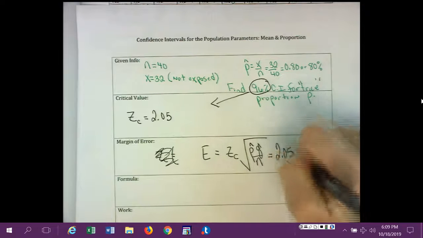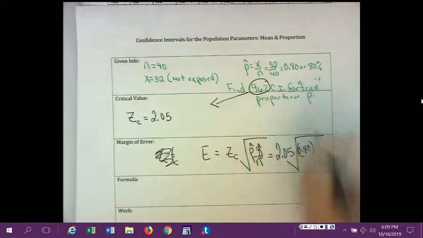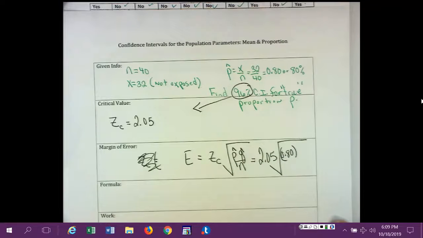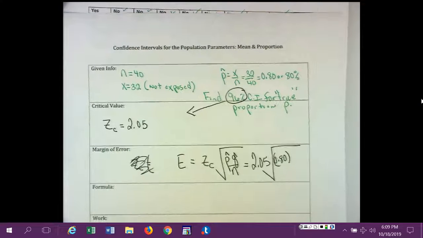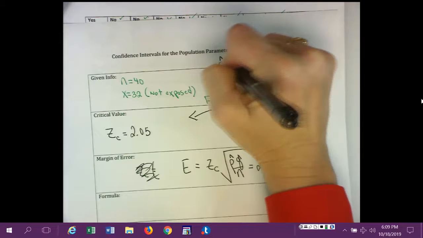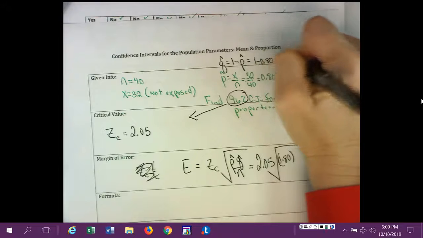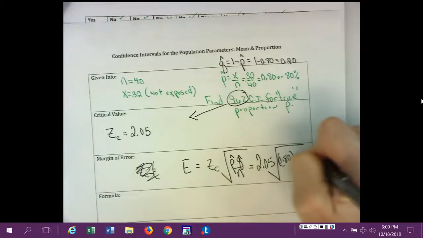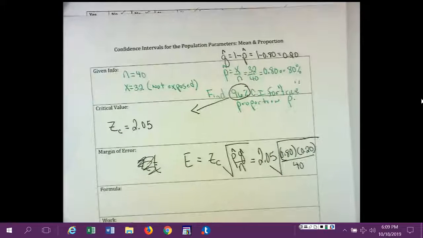2.05 times the square root of 0.80, which is our P hat, those not exposed, times Q hat. We didn't talk about Q hat above, but Q hat is 1 minus P hat, which is 1 minus 80%, or 20%. Together they add up to be 1 or 100%, and N is 40. Remember, divided by 40 is also under the square root.